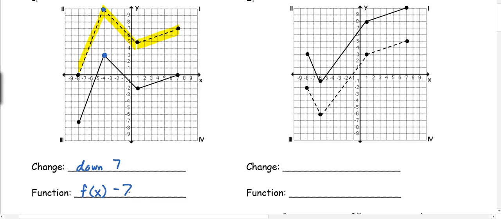So for my function rule, I have f of x, and then down 7, you would subtract 7 on the outside of the parentheses. In number 2, I have my original function located below the new function. So I'm going to pick a point from each one. This time I'm just going to pick the first point on each graph. I notice it goes up, but I need to know by how much. I'm going to count 1, 2, 3, 4, 5. So my change is up 5. I would have f of x, close my parentheses, and then plus 5.